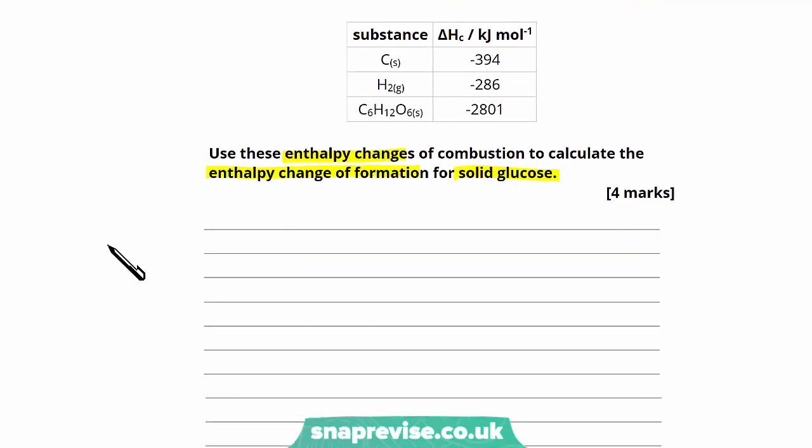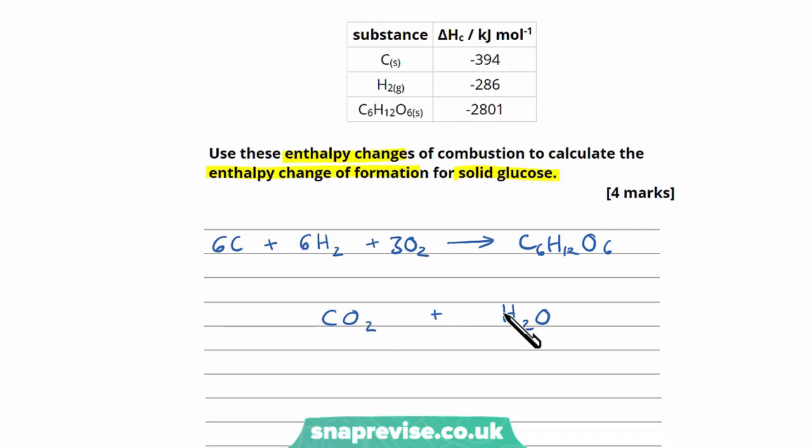Firstly, let's go ahead and write in the equation that we know, the formation of glucose, which we were given above. Now if we write in the combustion products, we can see that both our reactants and our products will combust to form carbon dioxide and water. Balancing that, we've got 6 carbon dioxide and 6 water molecules. Now if I go ahead and draw in my arrows, we're looking at enthalpy change of combustion, so the arrows are going to go in that direction.